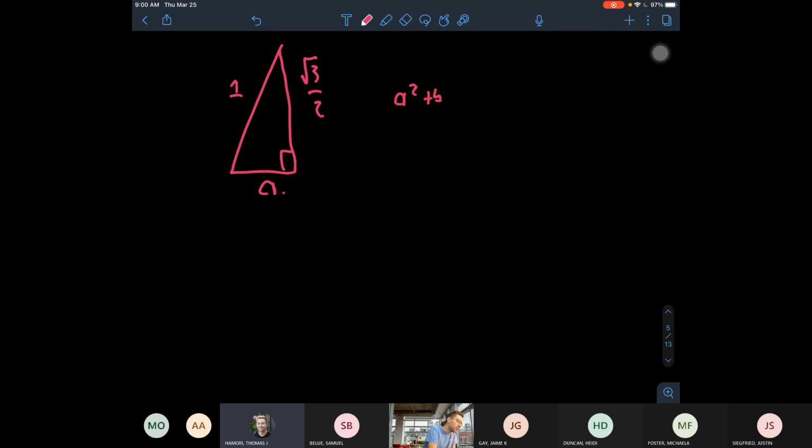a squared plus b squared is equal to c squared. So if I take a to be a, well, it's just a squared. b here is the side length which is not the hypotenuse. Remember, c should always be the hypotenuse.